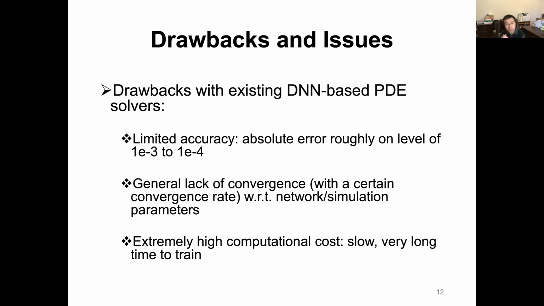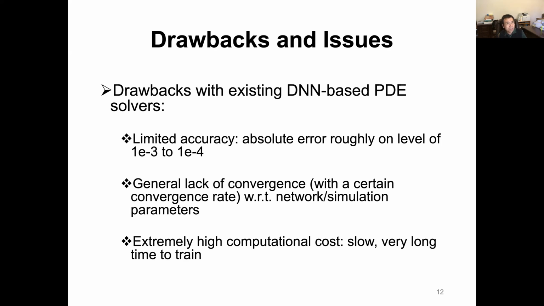Now, there are several drawbacks with these existing DNN-based PDE solvers. The accuracy of these methods seems to be quite limited. A survey of the literature indicates that the errors of these methods seem always to be on the level of 10 to the -3 or maybe 10 to the -4. When you increase the training epochs, it's very hard to make a significant improvement to this error level. The accuracy of this level is not exactly satisfactory for scientific computing.